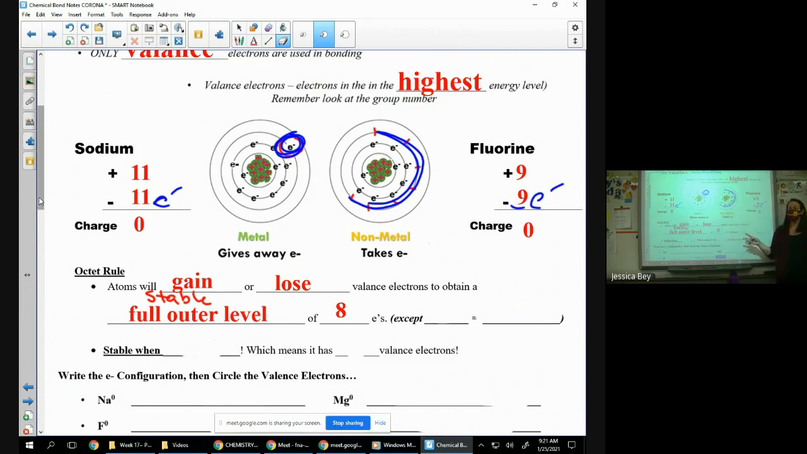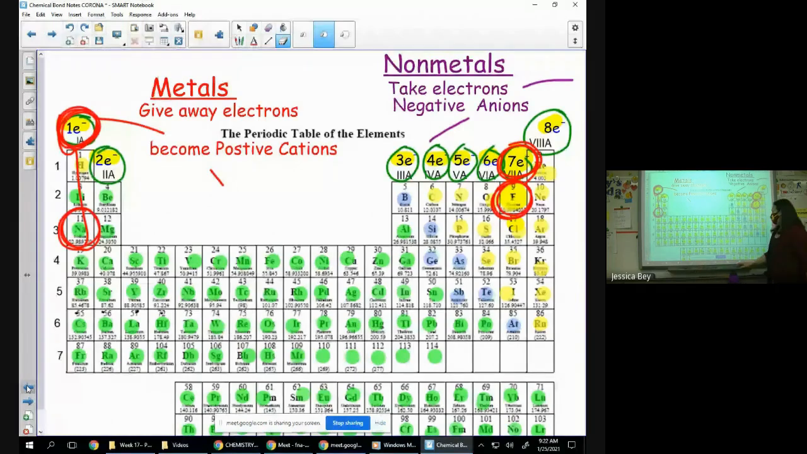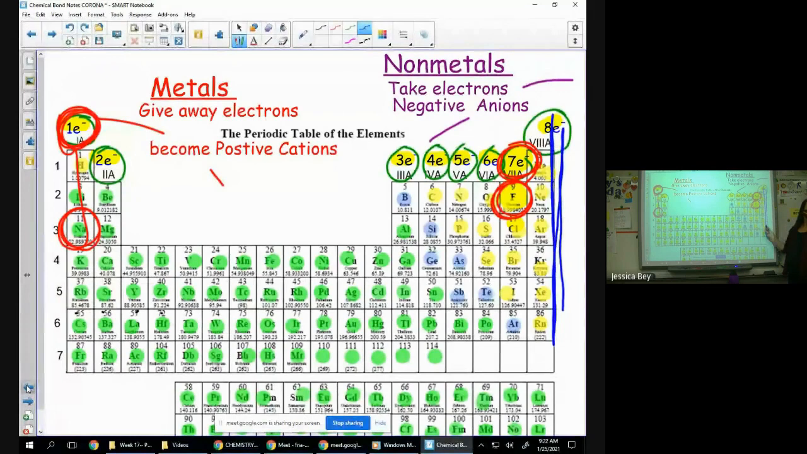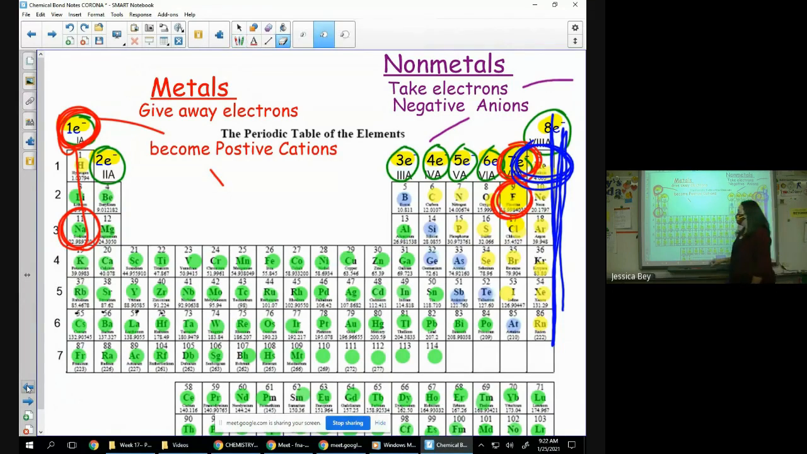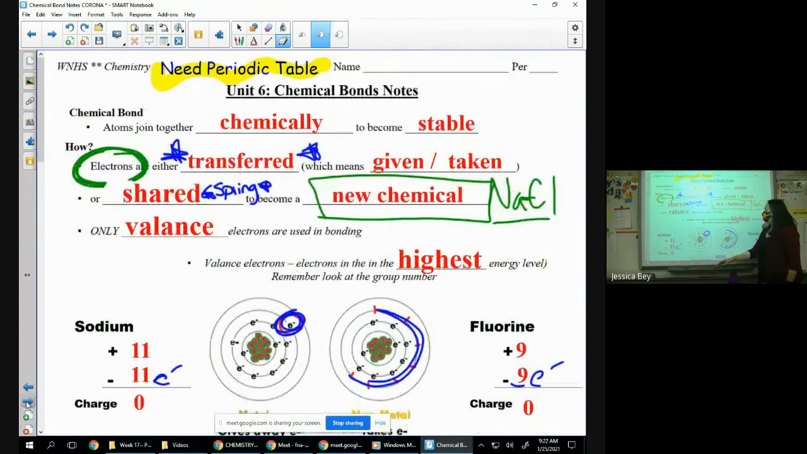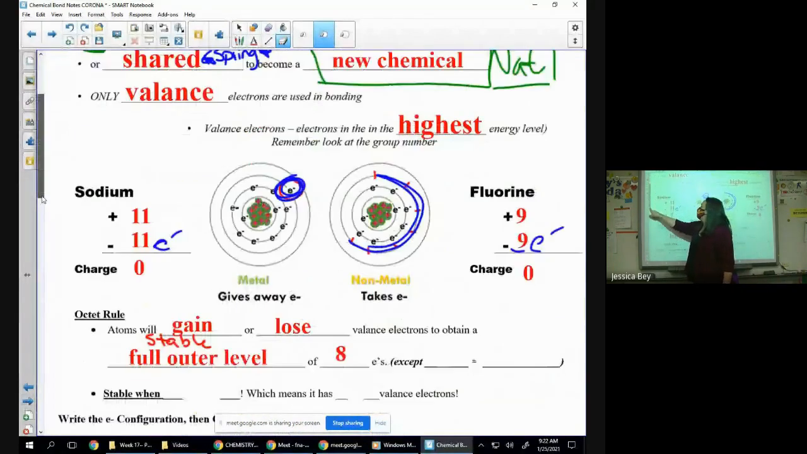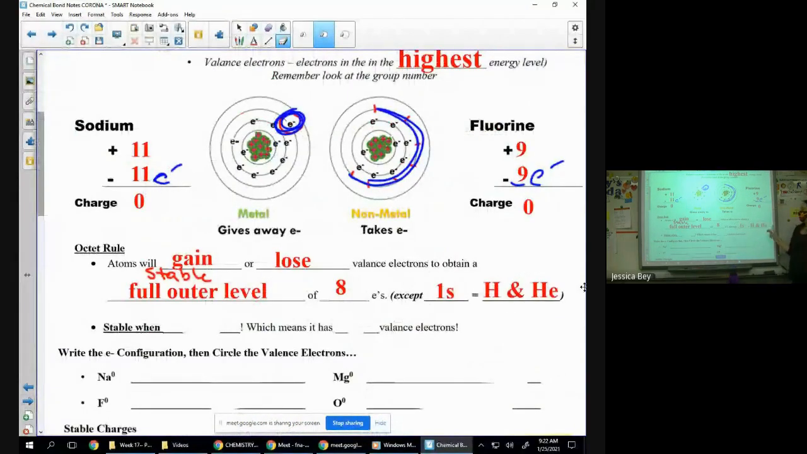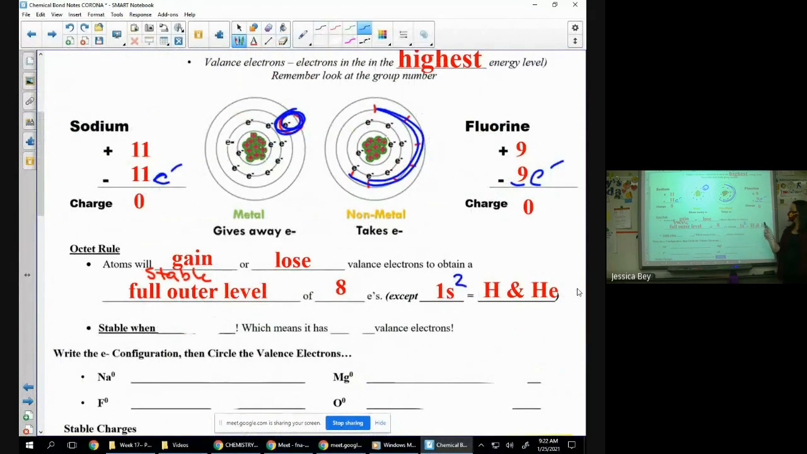There's always an exception. But remember, who never had 8 valence electrons over here? Do you remember in group 8 who didn't have 8? Helium and hydrogen don't care to have 8. They are only filling the first energy level, so they only care to have 2. 1s is filled with 2. Helium and hydrogen are happy with 2 valence electrons. It's your only exception to the octet rule.